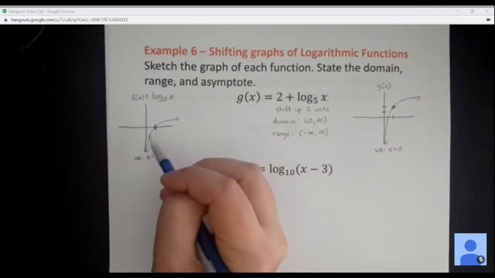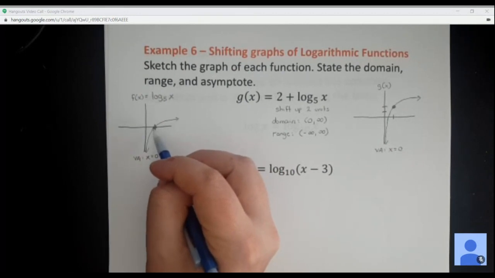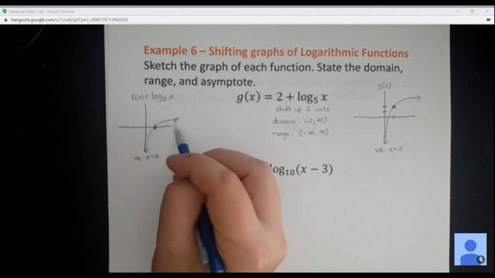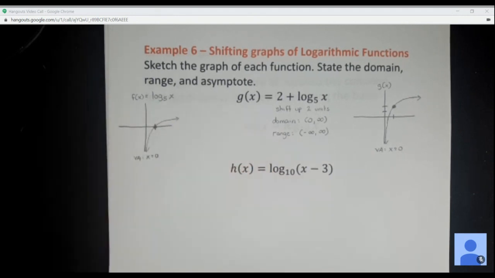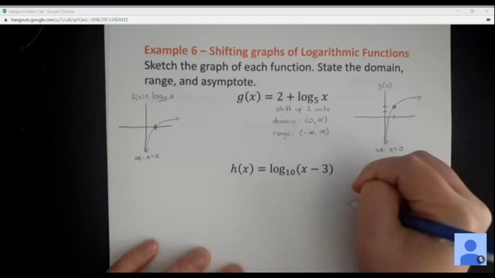We have the same vertical asymptote. We're still going through 1, 0. The only difference is base 10 log now is going to go out into the right even faster, okay, than the base 5 log of x would have, right? That's the only thing that's going to change. But this point and that asymptote do not change. So now let's think about if we were to graph this. Well, let's talk about the transformation first.